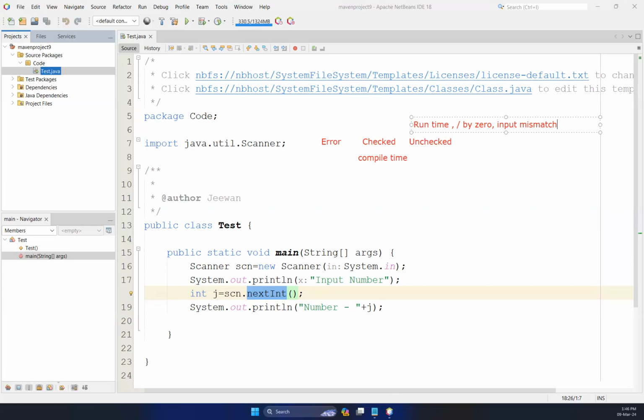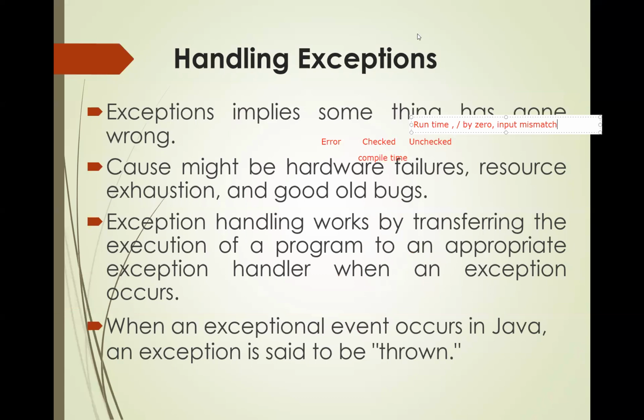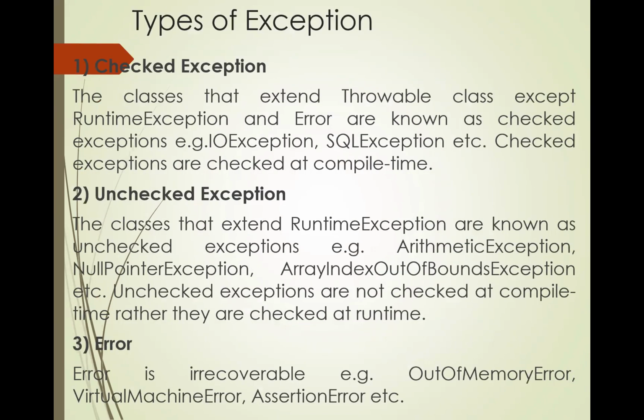Right, now let me show you the slides quickly. Exceptions and assertions. Exceptions means something has gone wrong. That's why an exception object will get thrown. It might be a hardware failure, resource exhaustion, or a good old bug. Therefore, handling the exception is done by transferring the execution of a program to an appropriate exception handler. When an exceptional event occurs in Java, it is said that an exception has been thrown. As I said, there are three types: checked, unchecked, and errors.